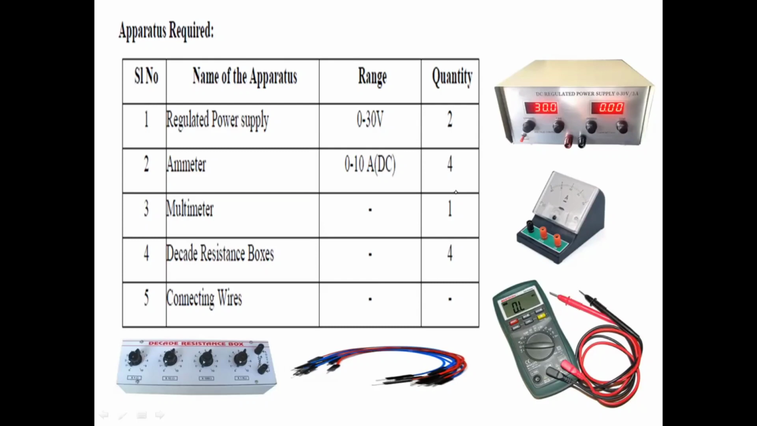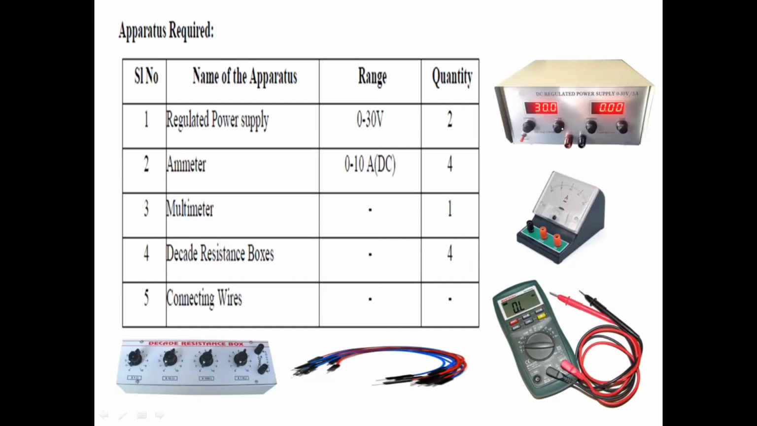Four ammeters from 0 to 10 amperes are needed. A multimeter is needed to check the potential drop across the various resistive elements, and a decade resistance box basically to set different values of resistance, and of course the connecting wires to rig up the circuit.